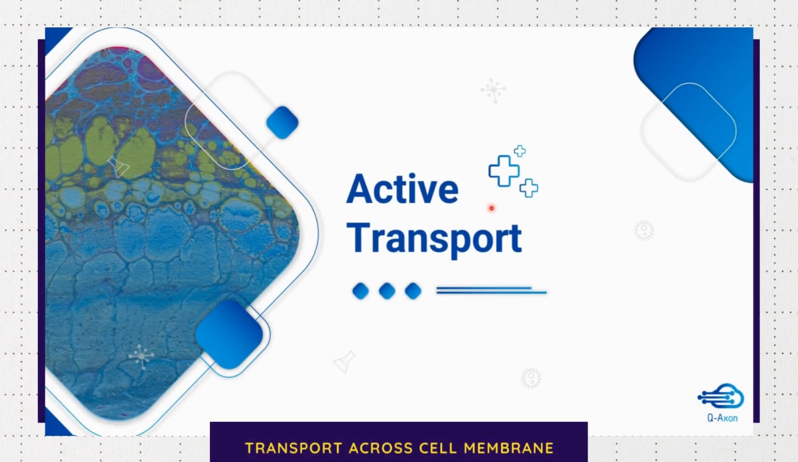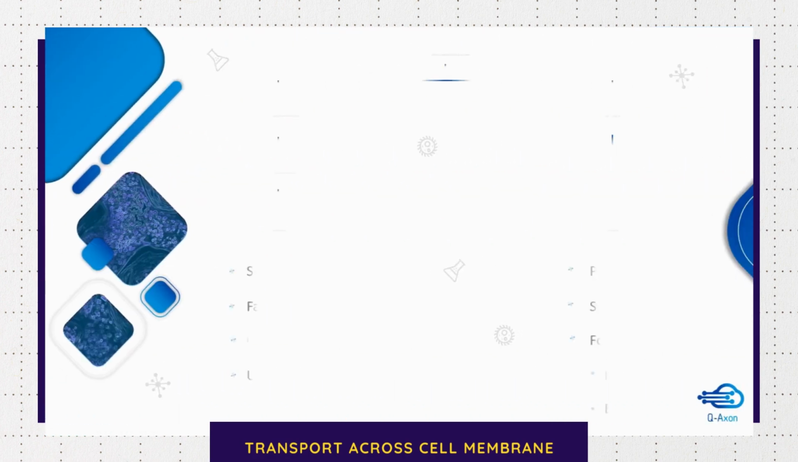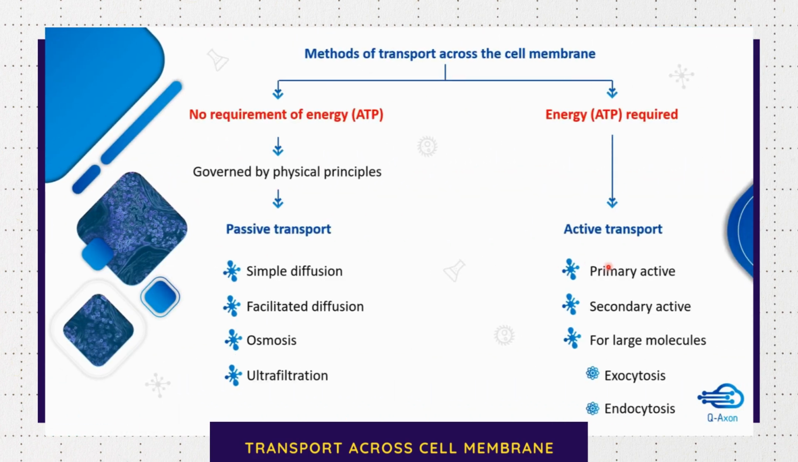So now let's move on to active transport mechanisms. In the beginning we said that active transport mechanisms are those which require energy, and in these, substances move against their concentration gradient. And these were the types of active transport mechanisms: primary active transport, secondary active transport, and another one for large molecules, that is exocytosis, endocytosis, and then again one more, which is pinocytosis. We will consider all of them in active transport.